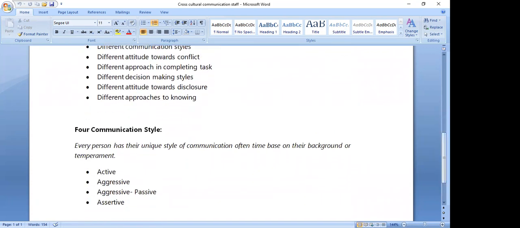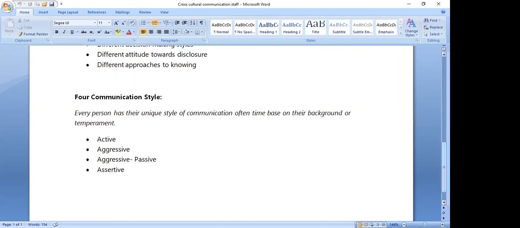Number 1, understanding that every person has their unique style of communication, oftentimes based on their background and temperament. So that's something we want to reemphasize. So we have active communicators, people who are very lively when they are speaking. Then we have aggressive. Then we have passive. Then we have assertive.